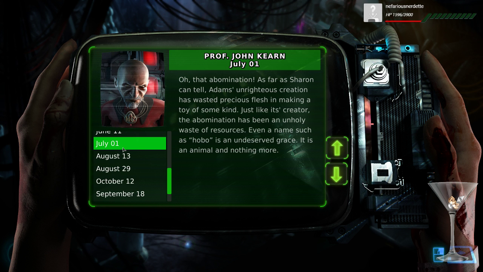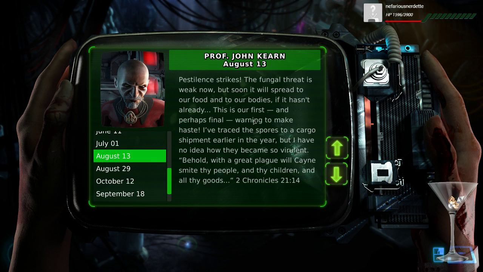Wait. Adams' unrighteous creation has wasted precious flesh in making a toy of some kind. Oh, so they're talking about... So that dude who made the corpse doll, the first PDA we looked at, that was a creation of Adams's. Alright, interesting. That wasn't just like another worker or anything. Like, that was one of their creations.